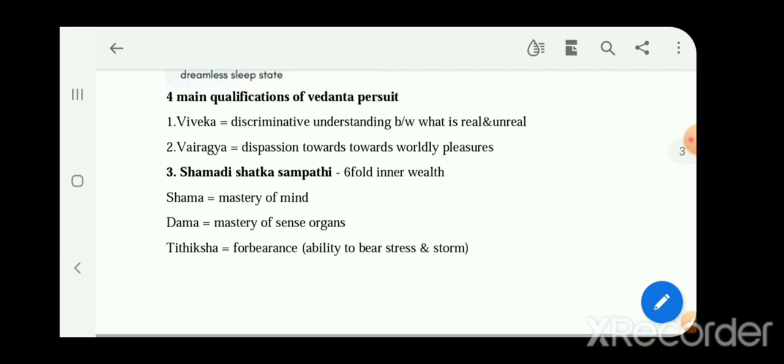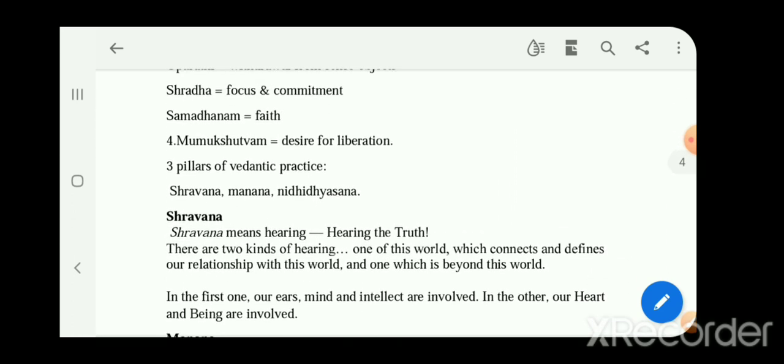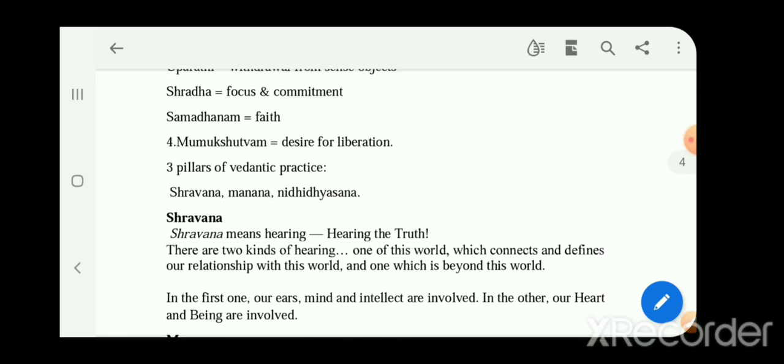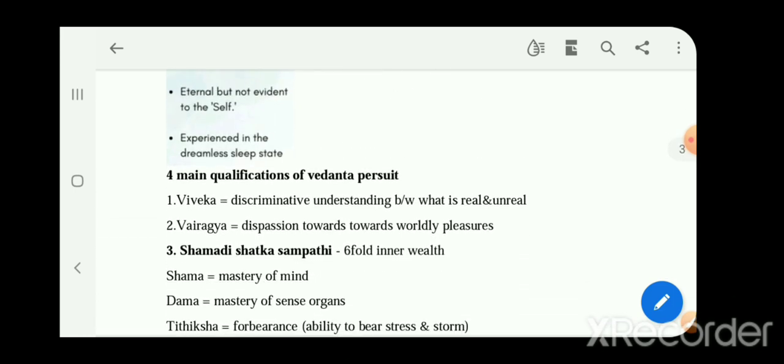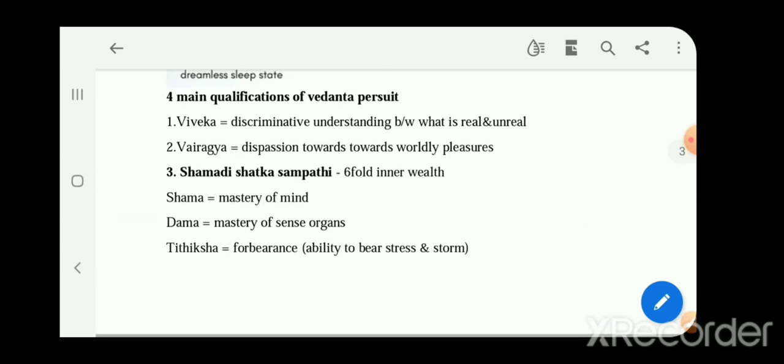Next we have to talk about the main qualifications of Vedanta pursuit. These are fourfold, four main qualifications. One is viveka, second is vairagya, third is shamadi shatka sampatti, and the last one is mumukshatvam. We'll take one by one. First one is viveka. Viveka means discriminative understanding between what is real and what is unreal.